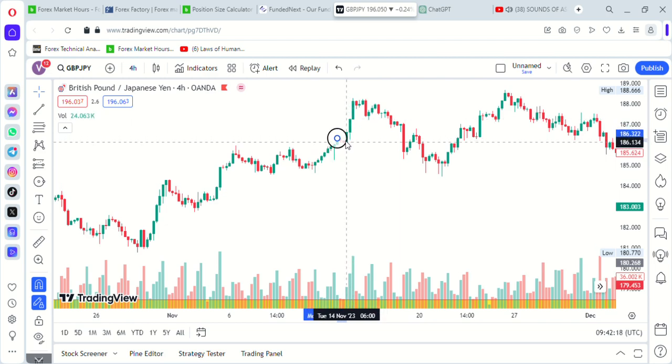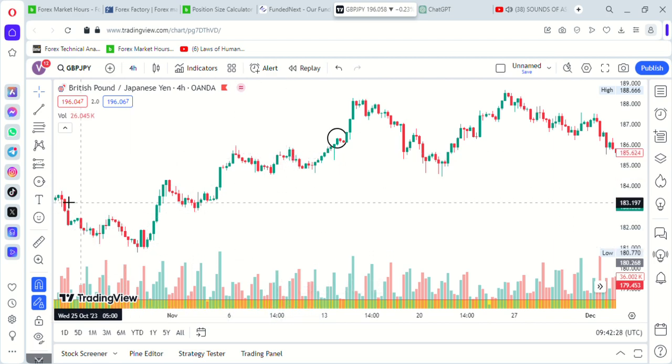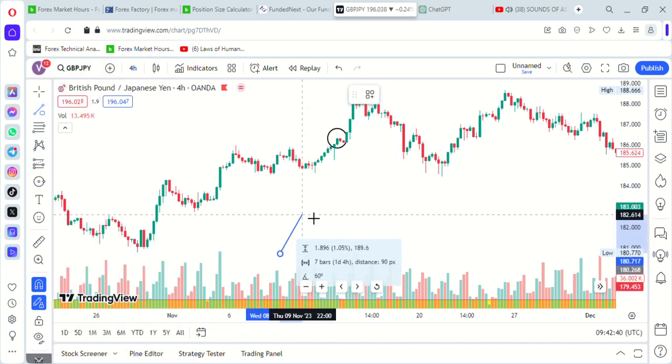This high here, you can see this is a high. This high is higher than this one. I hope you understand what I mean by higher high. It's just when the market is going up and up. So higher high is this.